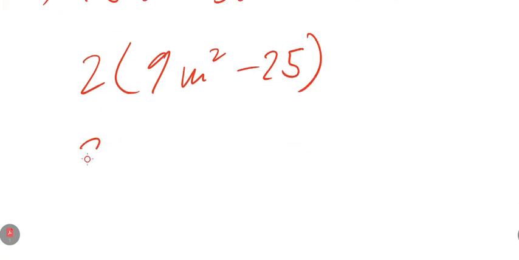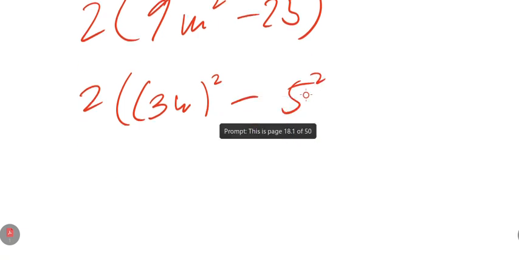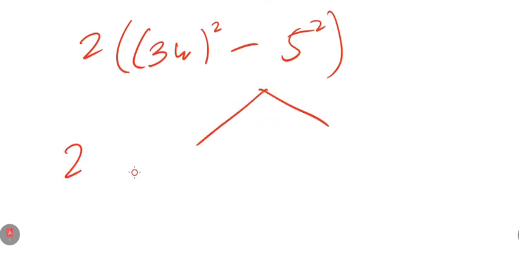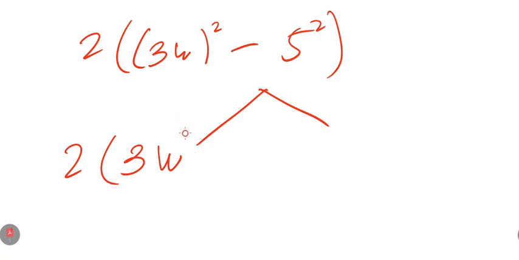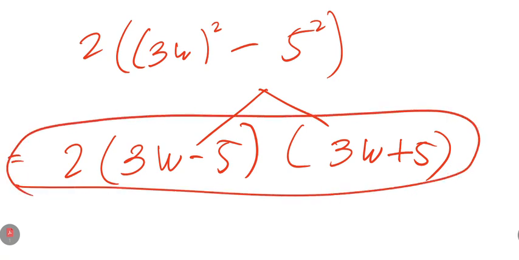Now moving on further for that one, we have 2 times 3W squared minus 5 squared. Okay. Now further for that one, we can expand. That's going to be 2, 3W minus 5, and the other would be 3W plus 5 then. Okay, so these are the final answers that we have for these equations.